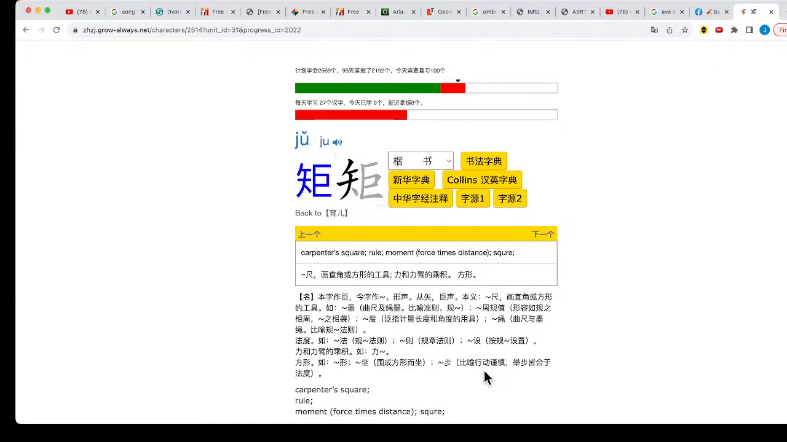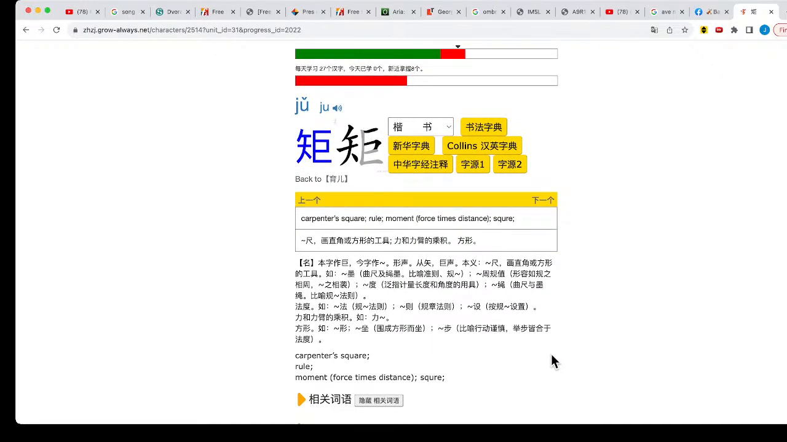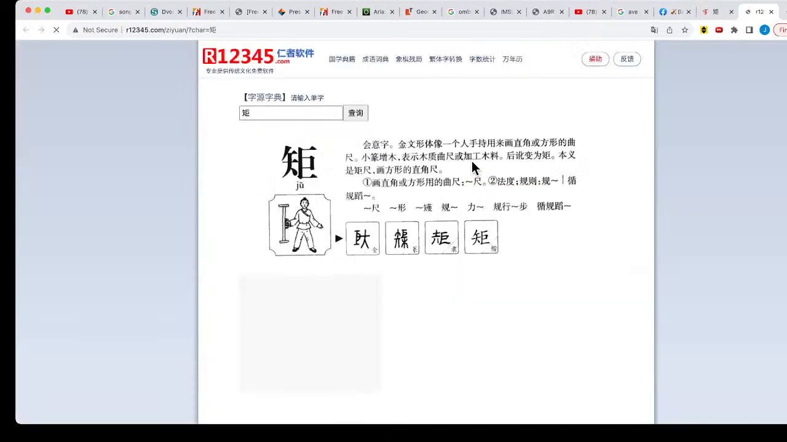And so the carpenter's square basically is a standard for measuring, right? And so therefore this character is extended to mean rules, to mean laws, to mean any established customs, things like that. Okay, and let's take a look at this.